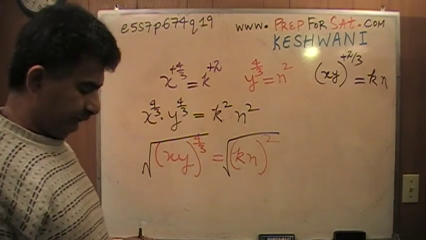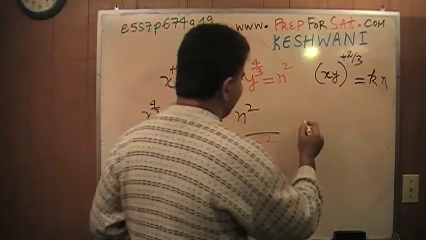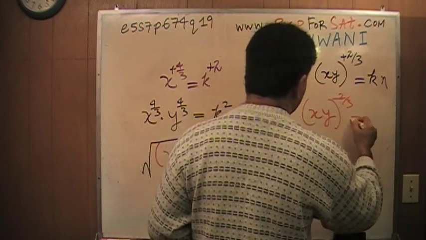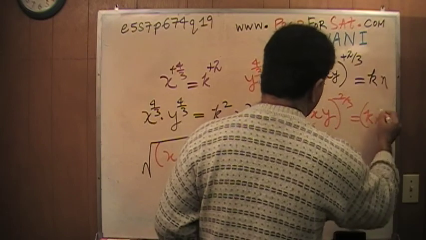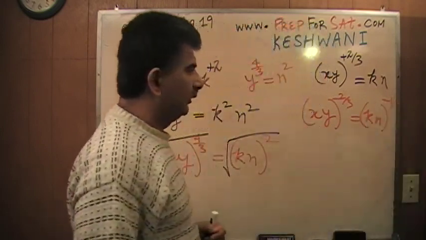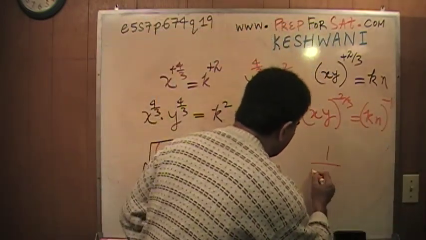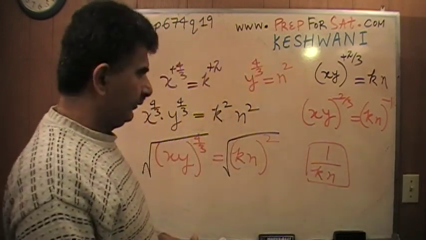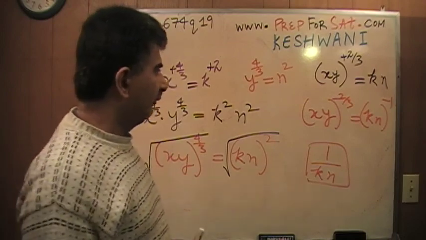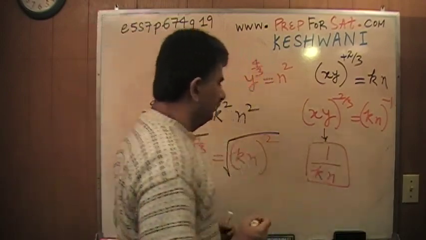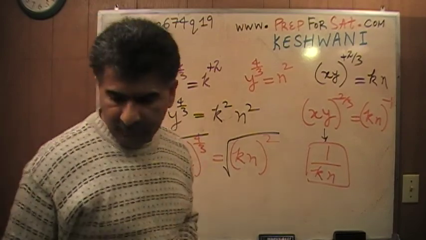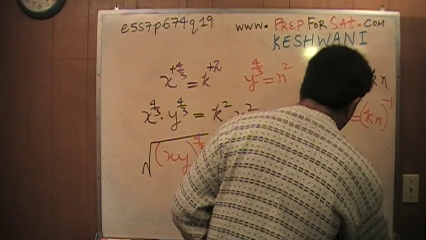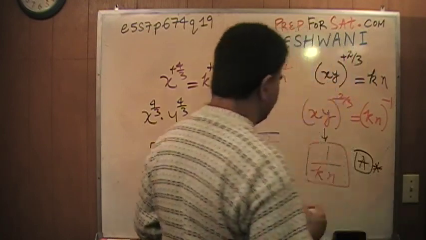And since the question is asking what is the value of x times y raised to negative 2 third, well, it should be k times n raised to negative 1, which of course is the same as 1 over kn. This is our answer. X times y raised to negative 2 third equals 1 over kn. The answer is A.